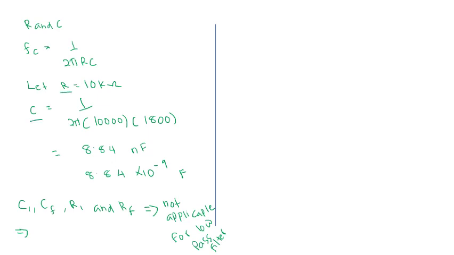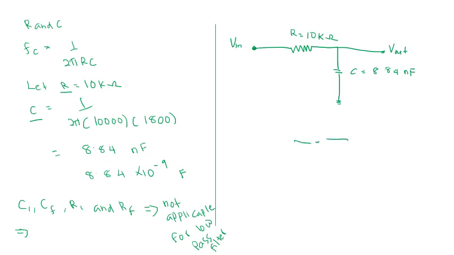The last question asks us to draw a simple RC low pass filter, so you need to be able to draw that. A low pass filter has a resistor, then a capacitor, then ground. This is R, equivalent to 10 kilo ohm. We have Vin here and then Vout. The capacitor is equivalent to 8.84 nanofarad. So that's all for example number 1.